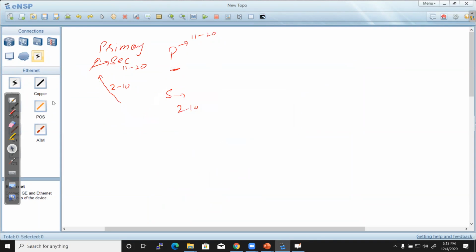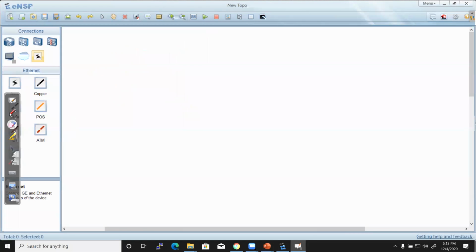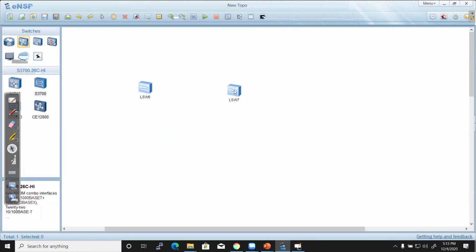Otherwise, we can start the topology again and configure this again. No problem, but the results would be the same, which we have discussed. So you can create a new topology and run these commands again, and you will be able to see the results if something is not wrong with the simulators.